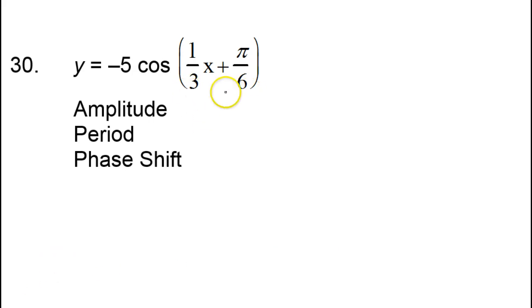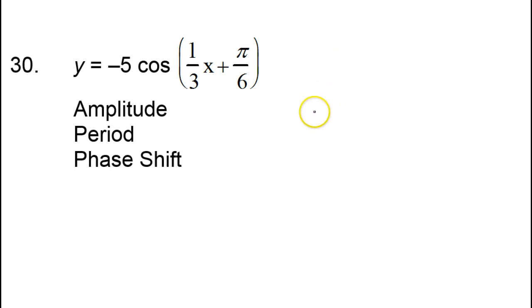Alright, be careful with this equation. One more time. Whenever you have a b value and you're trying to see a phase shift, you have to be careful because pi over 6 is not the phase shift. You cannot read the phase shift until you factor out the b value outside of the parentheses.